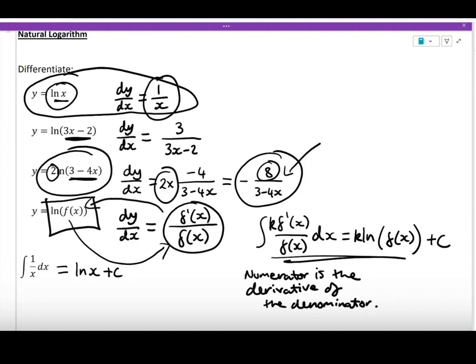Now, you might be asking, why for the 1 over x? Why can't I just write that as x to the power of negative 1? Well, the problem is, if we then add 1 to our power, we're going to get a power of 0, and then we can't divide by 0. That's undefined. So that result of adding 1 to the power and dividing by it, that works for all powers that are not negative 1. So you're going to be looking for fractions where the denominator is raised to the power of 1.